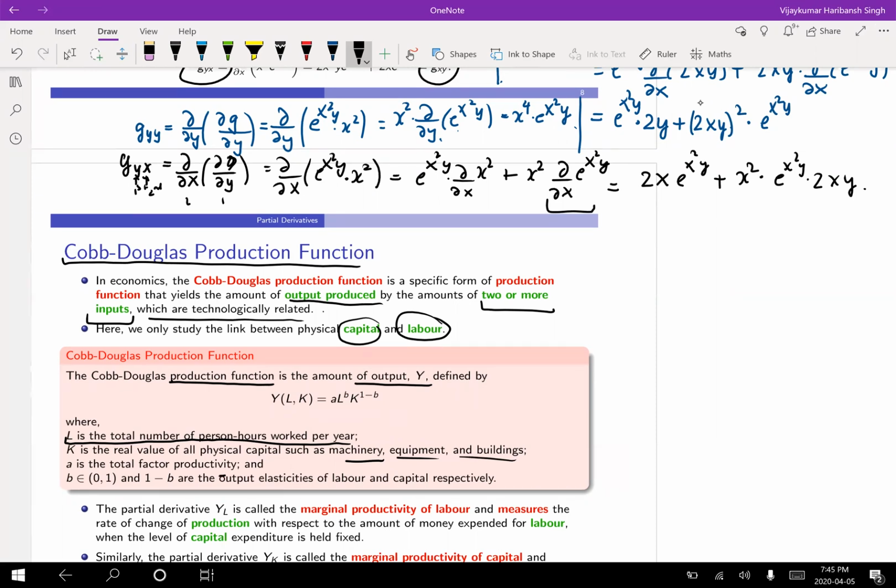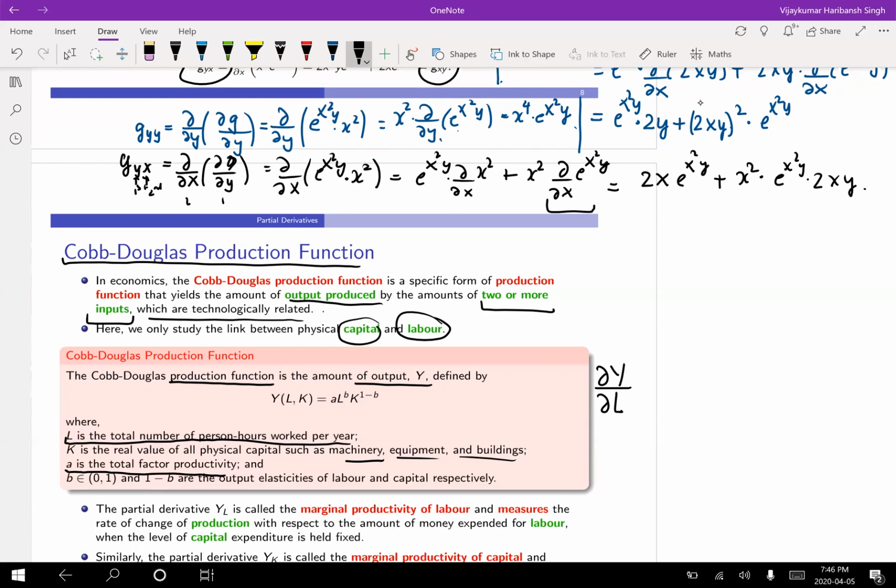A is the total factor productivity. It's called the total productivity factor. And B and 1 minus B are the output elasticities of labor and capital respectively. So these are some constants. All right. So let's look at it from the following perspective now. Y, the output function, is a function of labor hours per year, L, and K, which is the capital input.